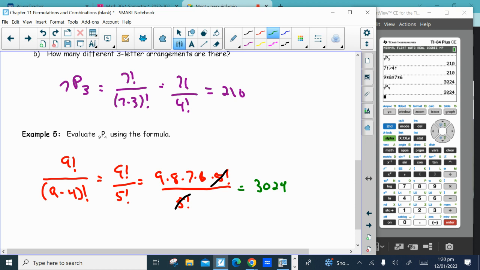But we're going to see right away here that there are some times when you must use the factorial or the formula, because we're going to see some on the next page where there's letters involved, not just numbers.